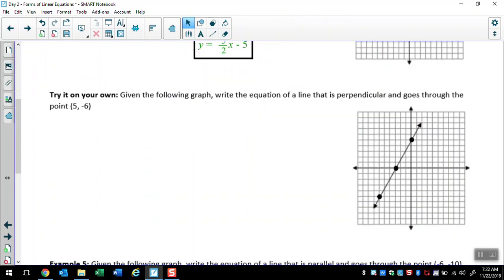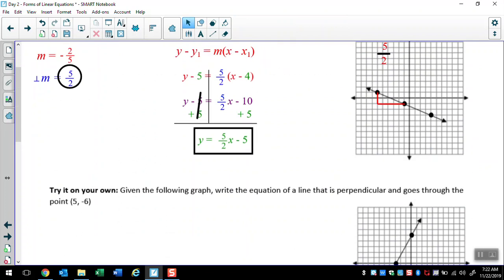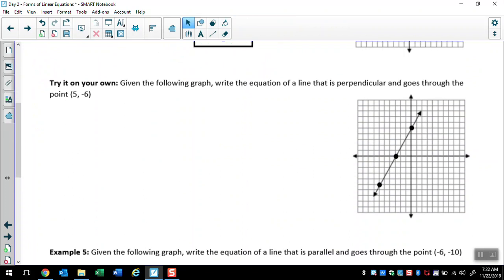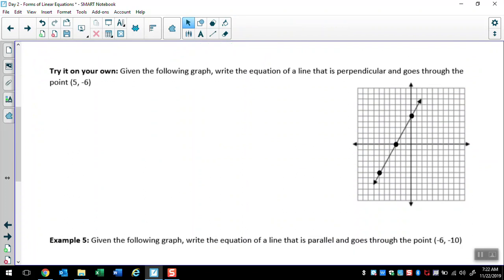I want you to try this one on your own. Again, if you like the point slope method, use it. If you like using the slope intercept method and finding your y-intercept, then use that method. It doesn't matter which method you use here. Go ahead and pause the video now.